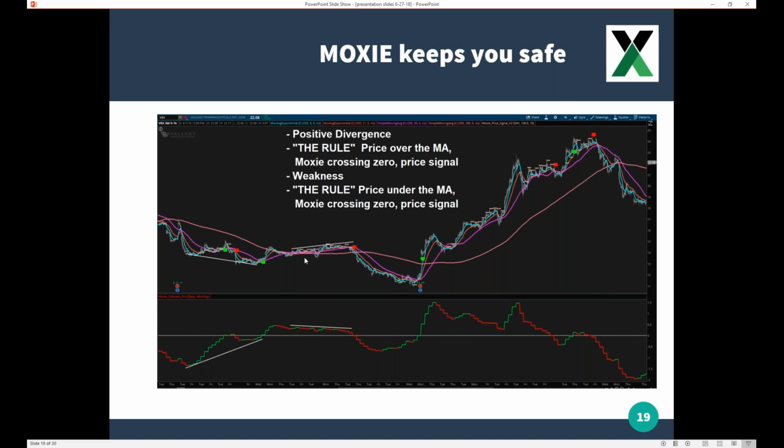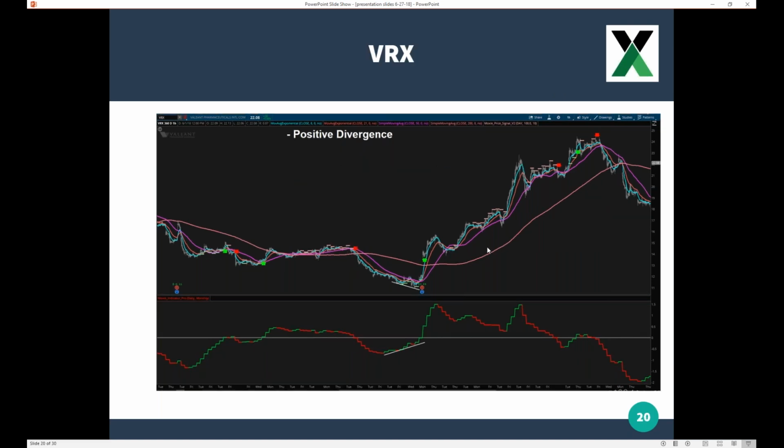We have the indicator going down, we have price going up, and look what happens. We get the rule. We get the price going through the moving average, and we have the Moxie indicator crossing through 0, so we get our price trigger exit, and good thing we got out, because then it fell down. So now we just repeat the process, you know, wash, rinse, repeat.